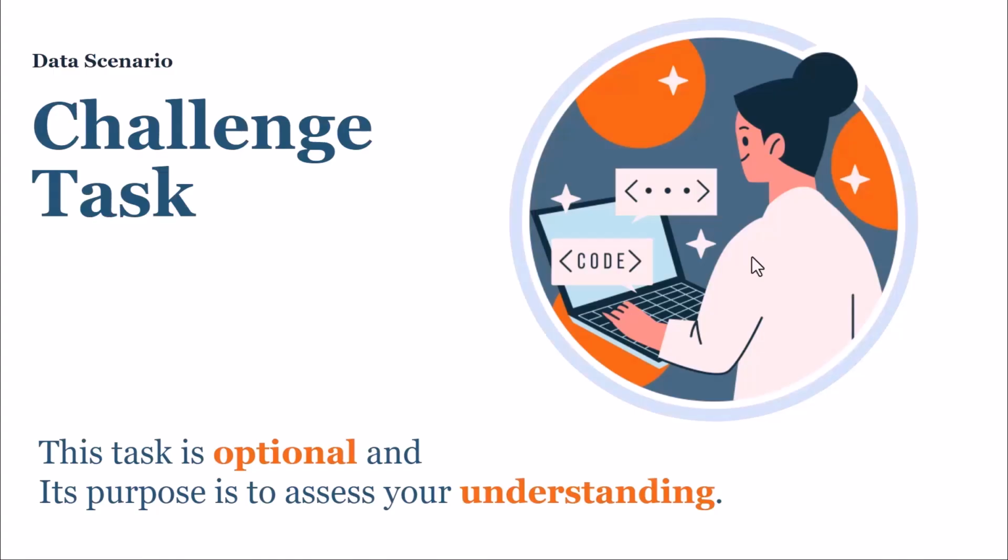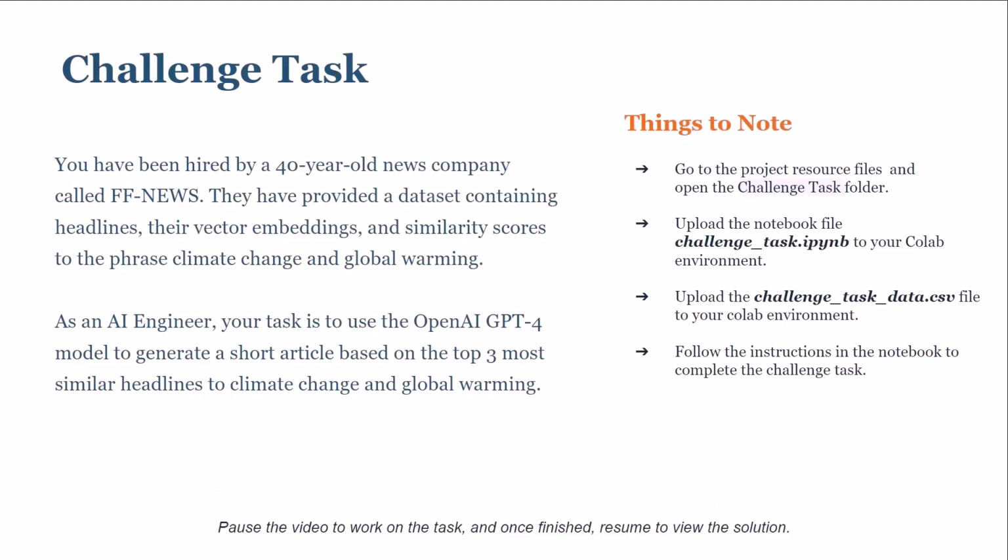Hello everyone, and welcome to this challenge task. This task is optional and its purpose is to assess your understanding. So you have been hired by a 40-year-old news company called FF News. They have provided a data set containing headlines, their vector embeddings, and similarity scores to the phrase climate change and global warming. As an AI engineer, your task is to use the OpenAI GPT-4 model to generate a short article based on the top 3 most similar headlines to climate change and global warming.